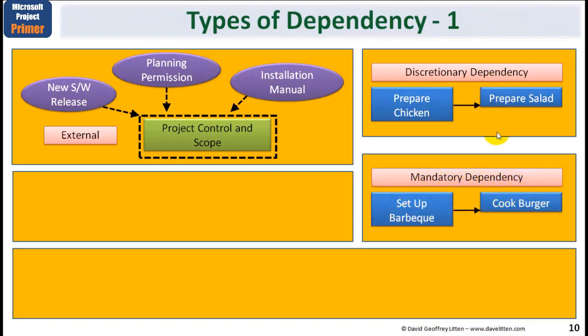The other type of dependency is called a mandatory dependency. For example, you need to set up the barbecue first before you can cook the burger. So you'll find some of them are logically mandatory.